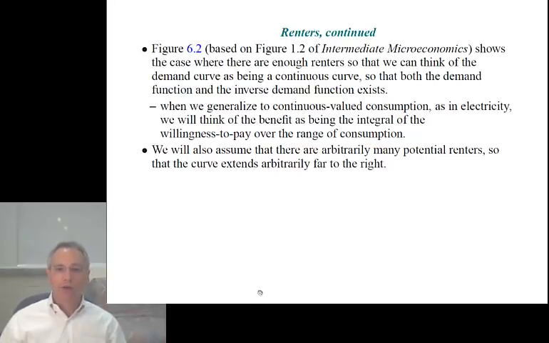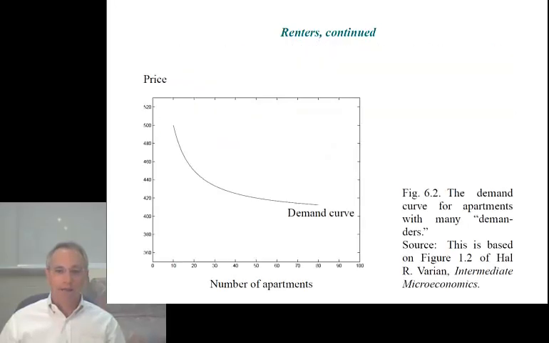When we generalize to continuous value consumption, which is applicable in electricity, we'll think of the benefit as being the integral of the willingness to pay over the range of consumed goods. We're also going to assume that there are arbitrarily many potential renters so that the curve extends arbitrarily far to the right. That may not be a reasonable assumption in electricity, for example. So here's a continuous demand curve. And again, this is based on Varian's book, Intermediate Economics.